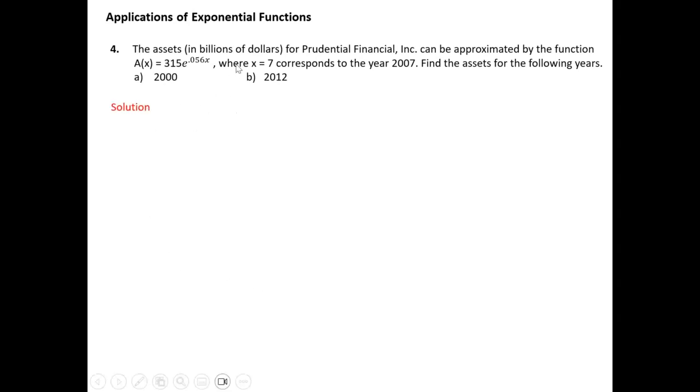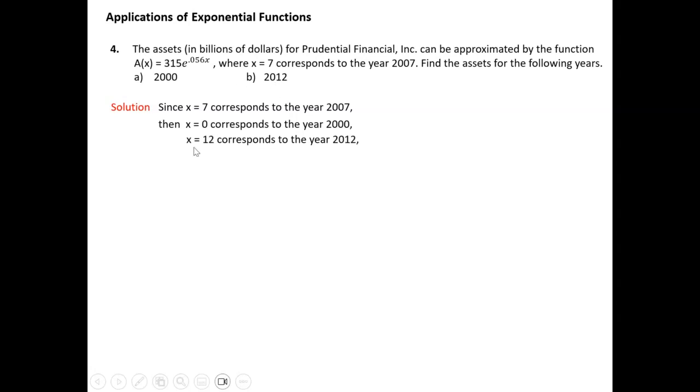So here's my solution. If x equals 7 corresponds to the year 2007, then x equals 0 must correspond to the year 2000, and x equals 12 must correspond to the year 2012. So for part a, we're going to evaluate the function at A of 0. You plug in 0 for the x, it's going to give us 315 e to the 0, and anything to a 0 power will give us 1, so the answer will be 315. But it's in billions, so it will be 315 billion.